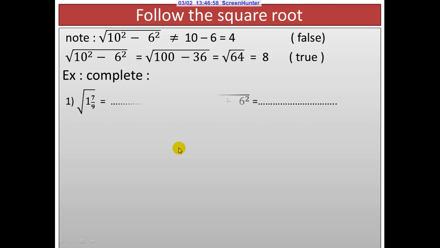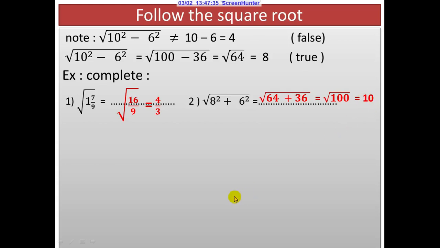Exercise: complete. Square root of 1 and 7 over 9. First, we must change this mixed number into fraction form to find its square root. It will be equal square root of 16 over 9, finally 4 over 3. Number 2, square root of 8 raised to power 2 plus 6 raised to power 2. First we do the powers and then the addition. It will be square root of 64 plus 36 equals square root of 100. Finally, it will be positive 10.